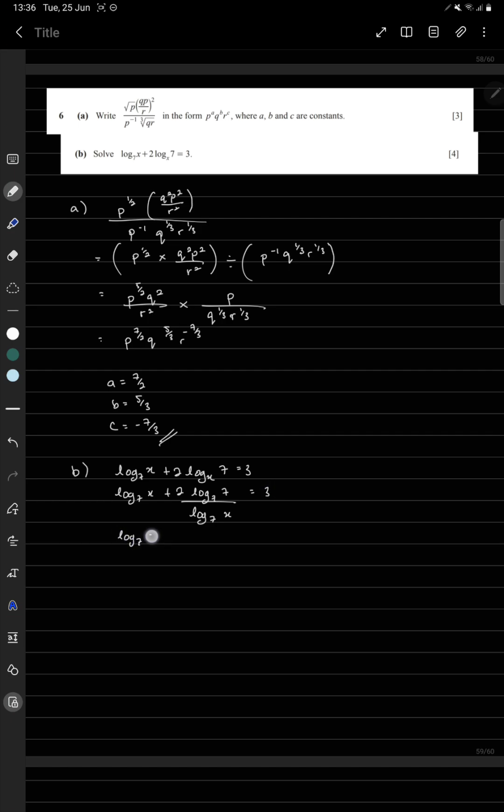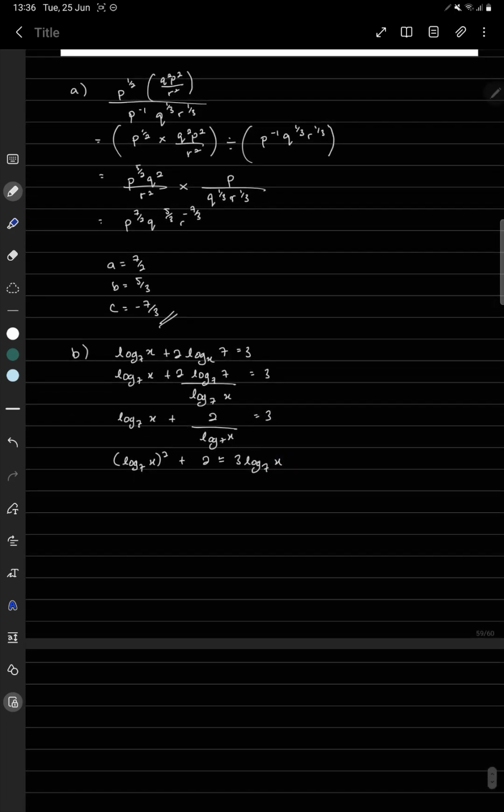Then we have log 7 of x plus 2 over log 7 of x equals to 3. Then we will multiply everything by log 7 of x. We'll get log 7 of x, the whole thing squared, plus 2 equals to 3 log 7 of x. So now let's use substitution. u is equal to log 7 of x, you'll get u squared. Now move the 3 to the left side, we'll get negative 3u plus 2 is equal to 0.